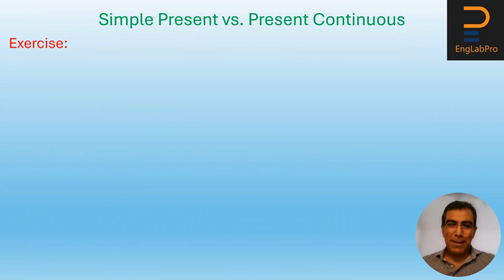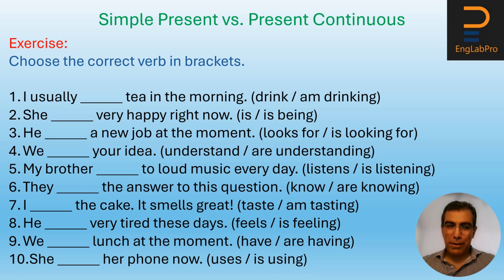Now let's do an exercise. Choose the correct verb in brackets. You have to choose between simple present and present continuous. You can pause the video on this slide and then try to answer all of them and then check it with me to see if you have answered them correctly or not, or you can do them one by one with me. Let's go. The first one, I usually tea in the morning, drink or am drinking.